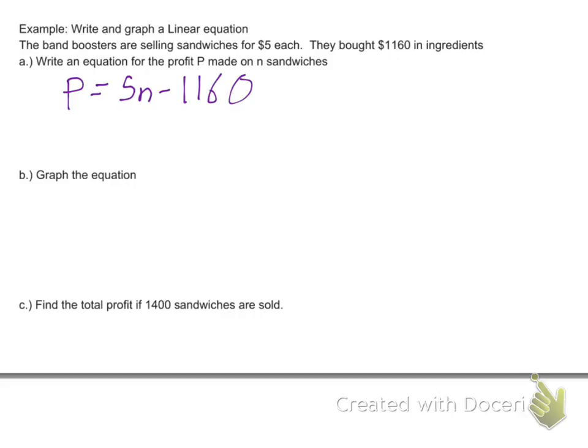Why is it multiplying by 5, subtract out 1160? What do these numbers represent, guys? Because 5 is the amount they are each. So if you multiply that by what?